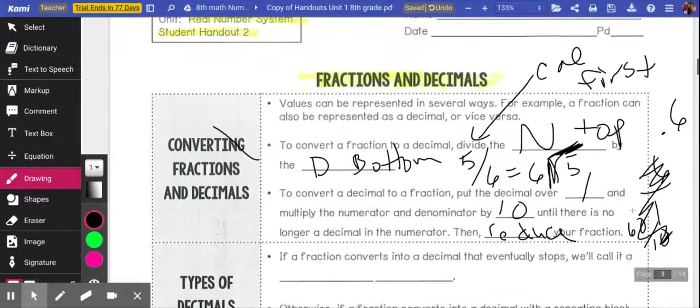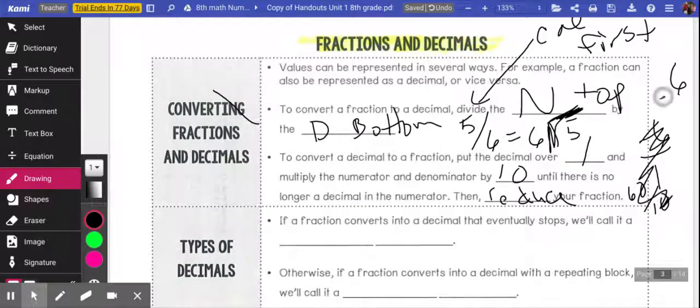So my way is a lot easier. I just say this decimal is 6/10. And then you write it like that. You say 6/10. You have to know your place value, but you can look up at my chart in my room. Remember, it goes tenths, hundredths, thousandths.